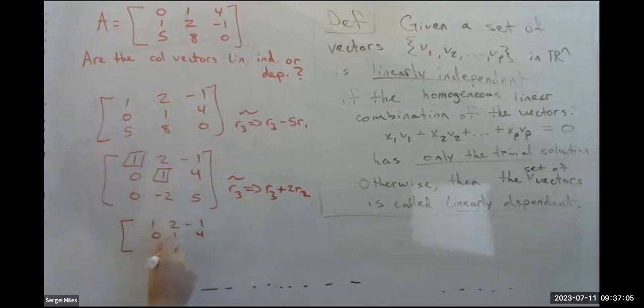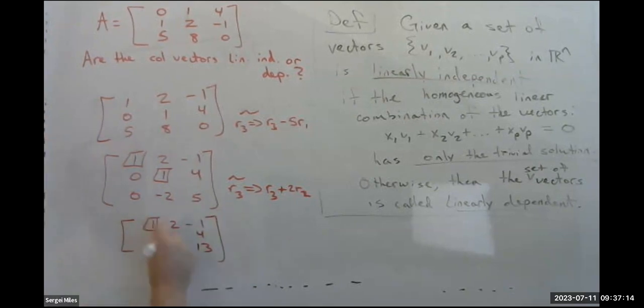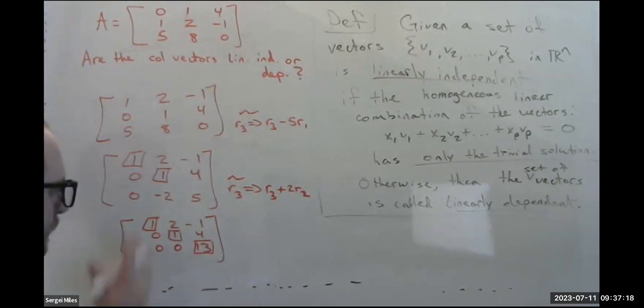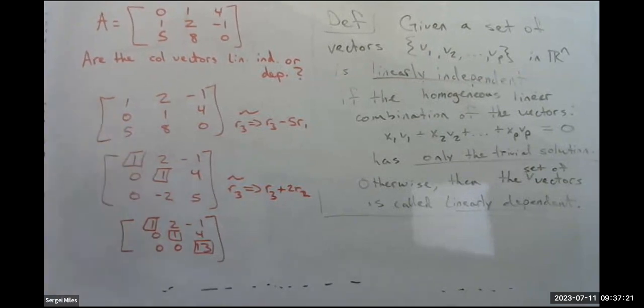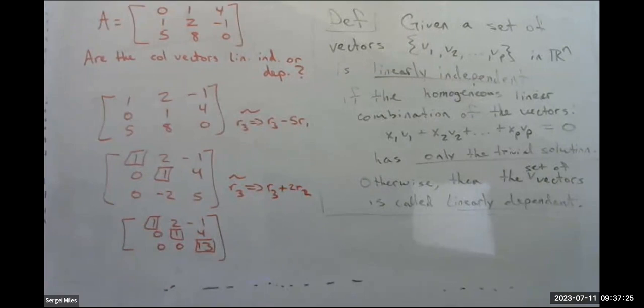1 times 2 is 2 when we add 0. 4 times 2 is 8 when we add 13. Well, lo and behold, what happened? I have a pivot in every column. I have zeros all below them. They're the leading non-zero entry of each row. And they're linearly independent.